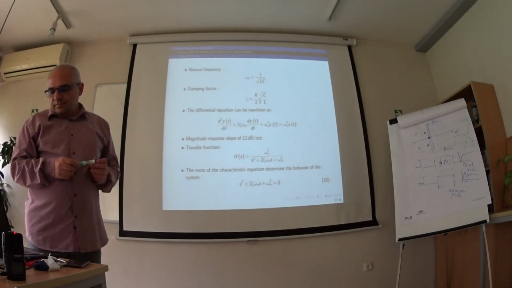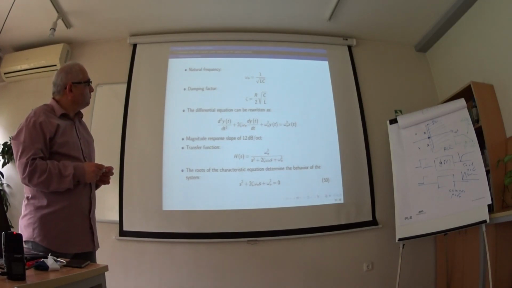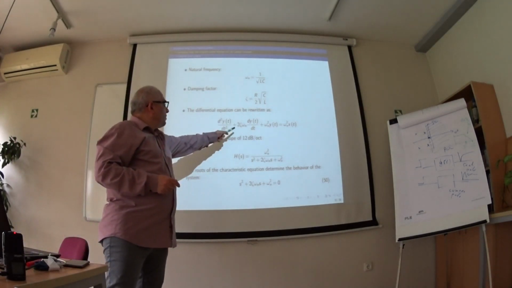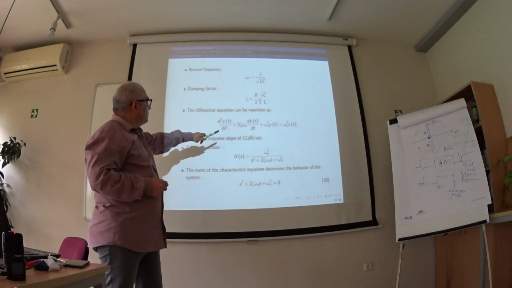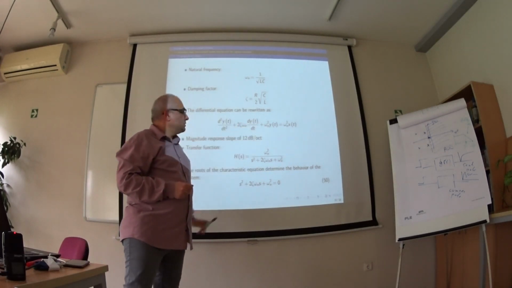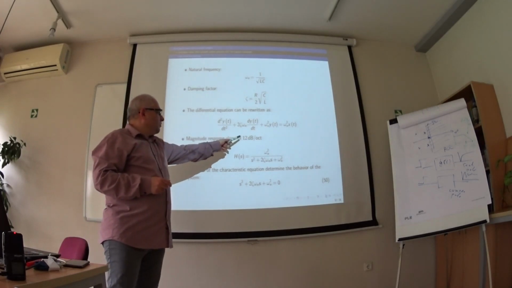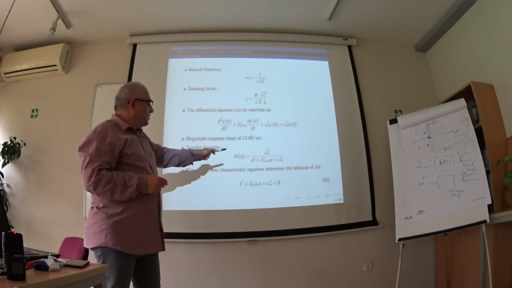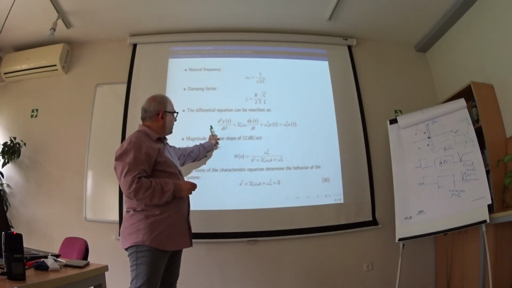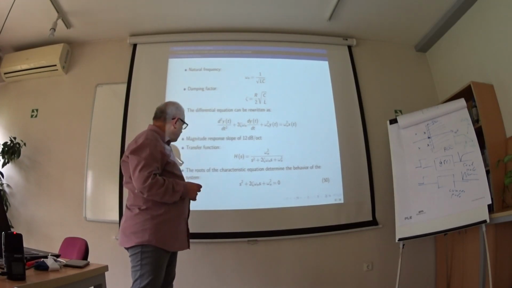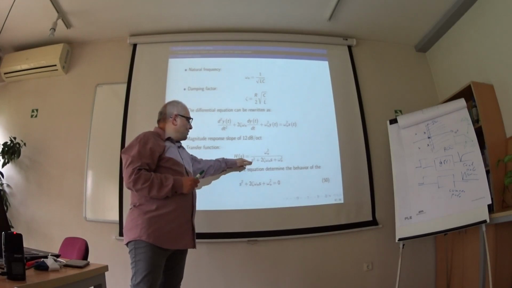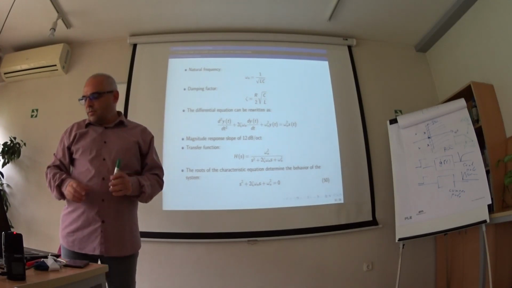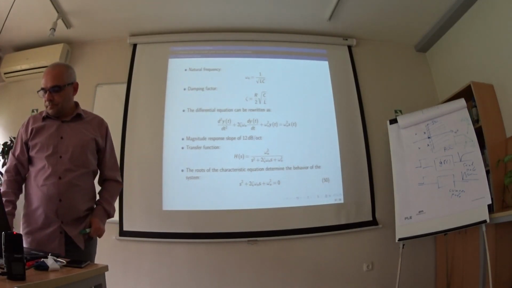For a second order system, we have natural frequency and damping factor, and we can rewrite our differential equation using the damping factor and the natural frequency. Magnitude slope is 12 dB, and here is the transfer function. Very easy to be found by applying Laplace on both sides. And we have a characteristic equation in the following form, which can tell us all about the system behavior.